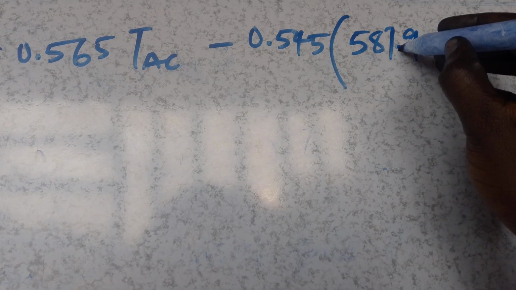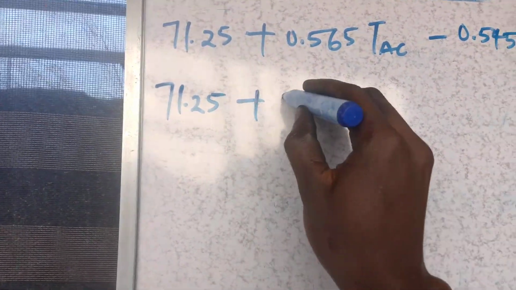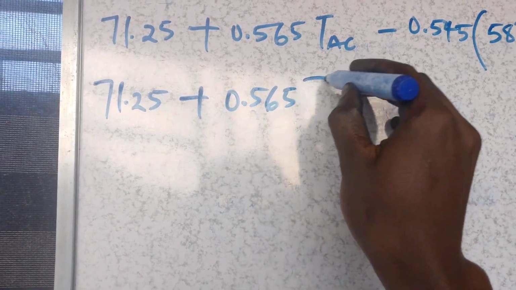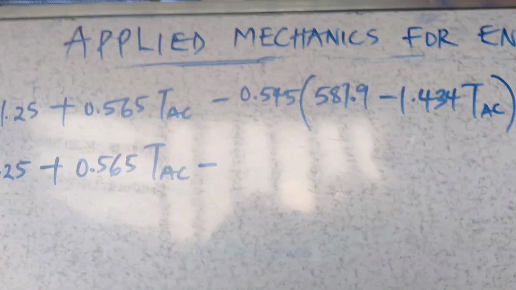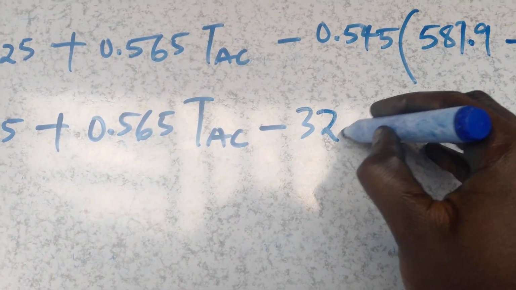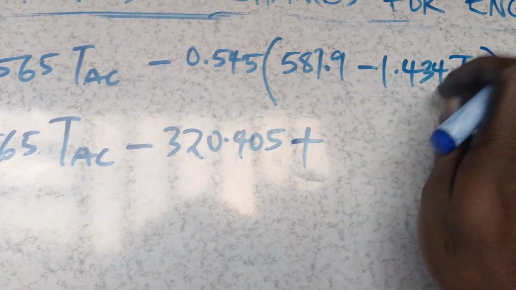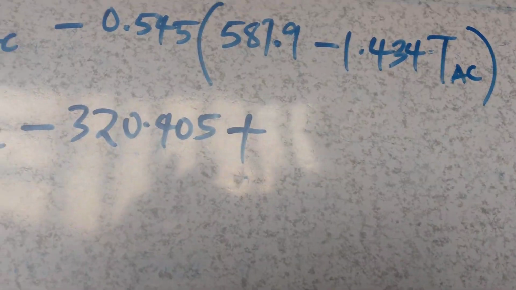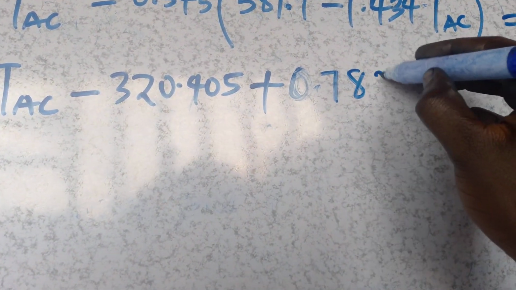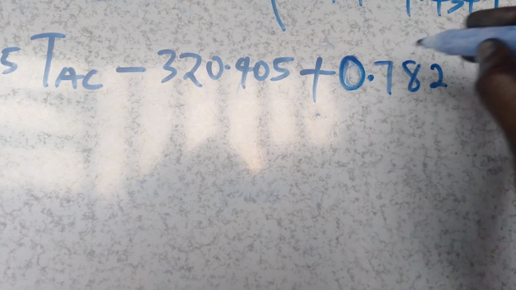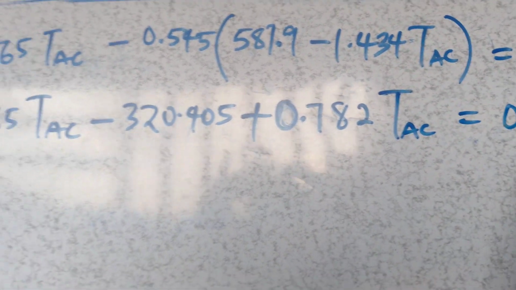Alright, so this now will be 71.25 plus 0.565 TAC minus this will times this, and this will give me 320.405. Minus times minus is plus, so this times this will give me this plus 0.782 TAC, which is equivalent to 0.